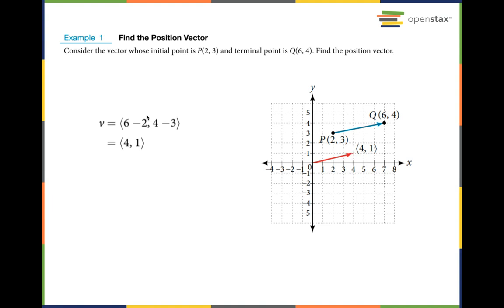We could also just say it's going to be the x component of the terminal point minus the x component of the initial point, and terminal point minus initial point for y, and there's our vector. Not anything really tricky going on here.